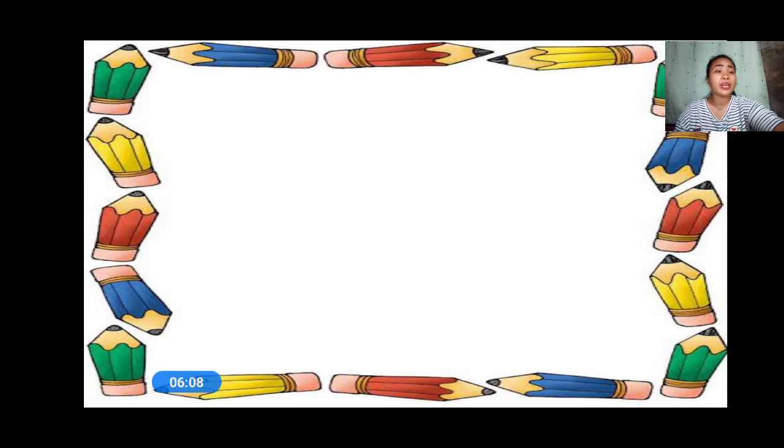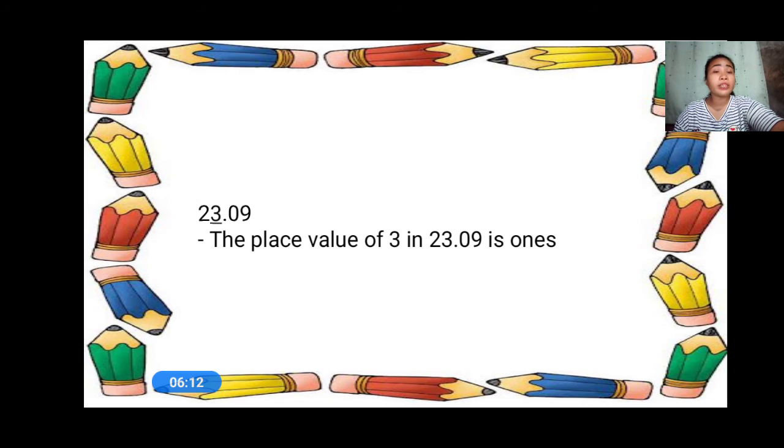Now, I have here other examples. Okay, everyone? We have 23.09. What is the place value of the underlined number? What is the underlined number? 3. Is it a whole number or decimal? It's in the whole number. So what is the place value of 3? The place value of 3 in 23.09 is ones.